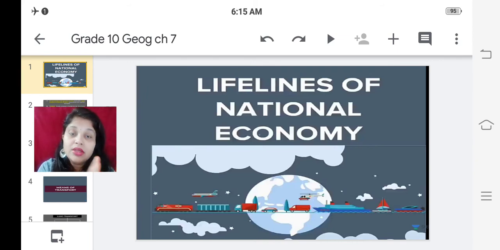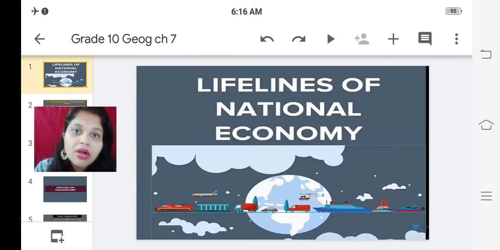Okay, let us crack these words. Lifelines means very important for national. National means any country's economy. Economy means economical growth, financial growth, making any country financially stable and leading it to progress. So what are these lifelines of national economy?